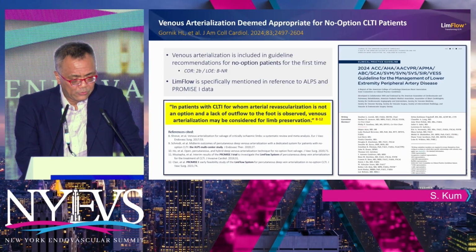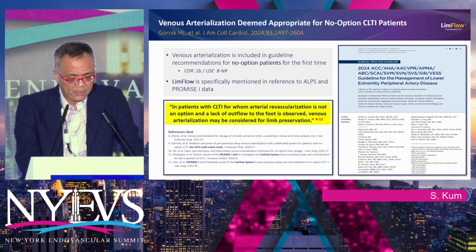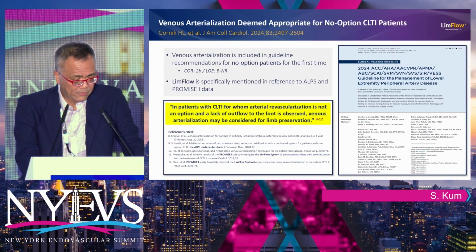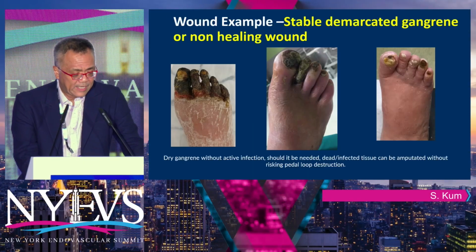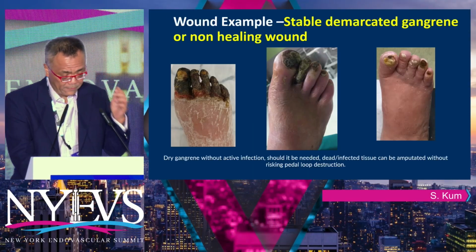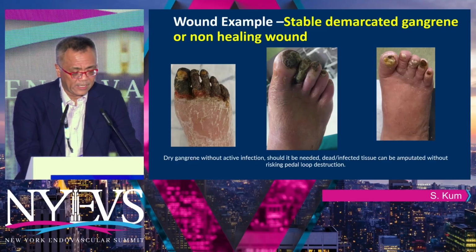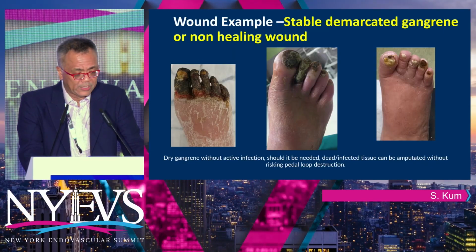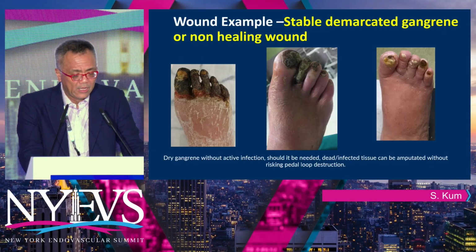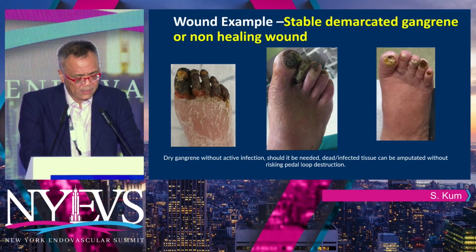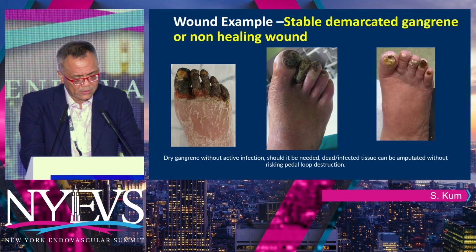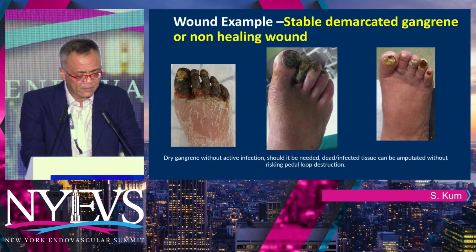Recently, it's also been shown to be possible from a societal consensus point of view. So how do I select these cases? Well, certainly we don't want to select the no-hope leg, which is severe extent of gangrene, severe heel wounds. In these patients, these legs have to go into the box. You can't do anything for this if you can't get a functional foot.